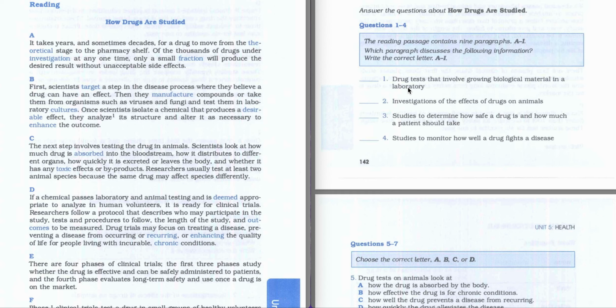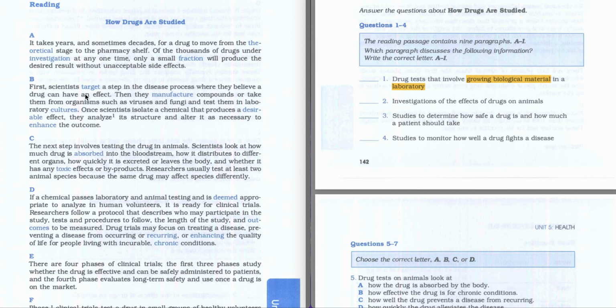First, drug tests have involved growing biological material in a laboratory. Let's highlight keywords. It's growing biological material and a laboratory. In case of biological material, some synonyms could be used. In case of laboratory, I don't think that there are any synonyms which could be used in the text. Let's scan our text on the left hand side, and try to find any information about laboratory. So in the first paragraph A, there is no information about laboratory.